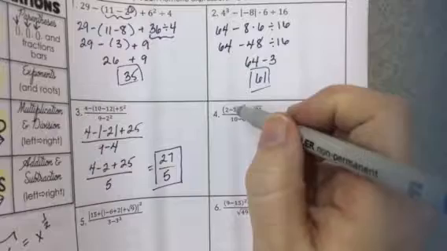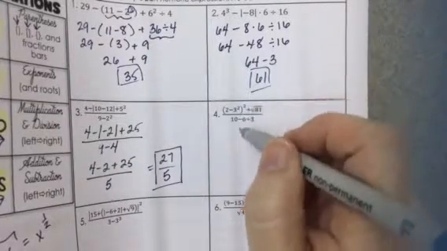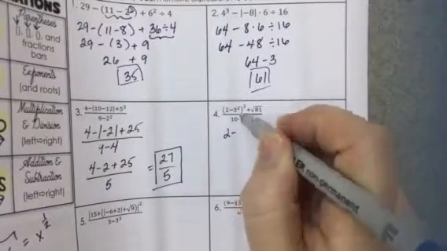Okay, number 4, we have 2 minus 3 squared. We'll go ahead and square the 3, that's 9. So I have 2 minus 9.